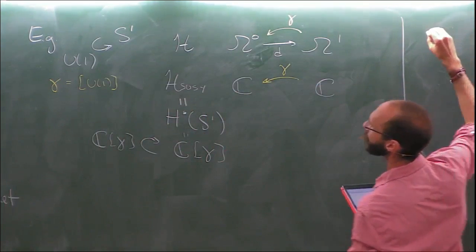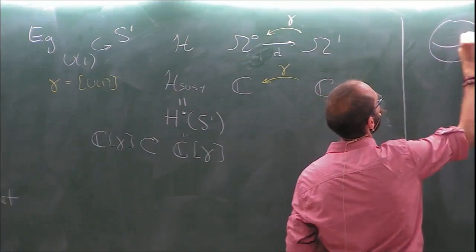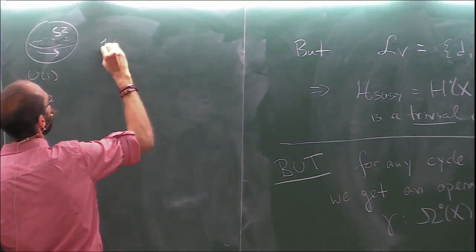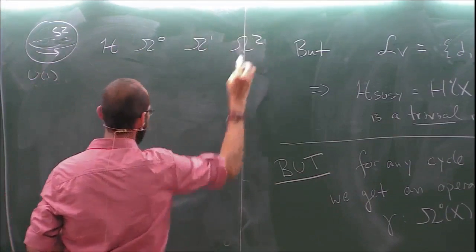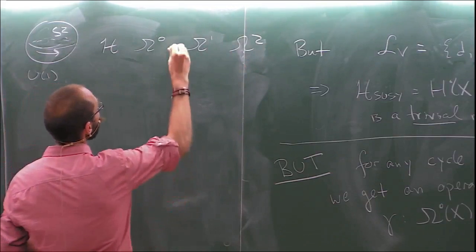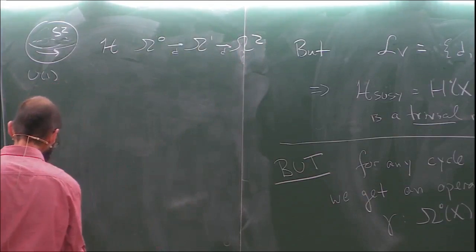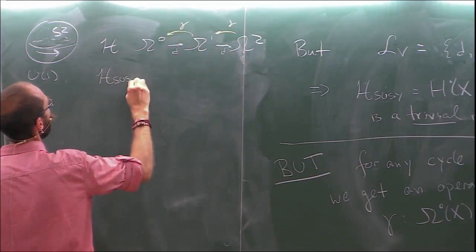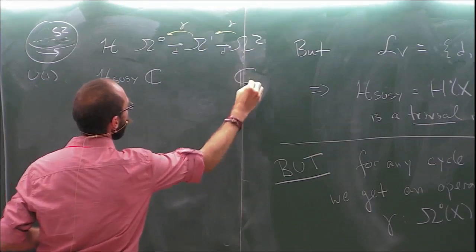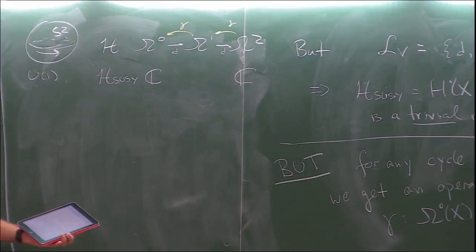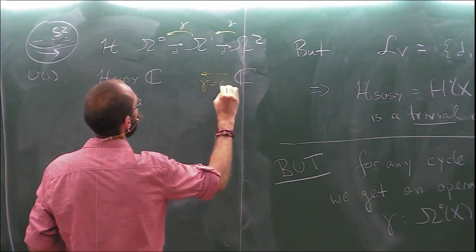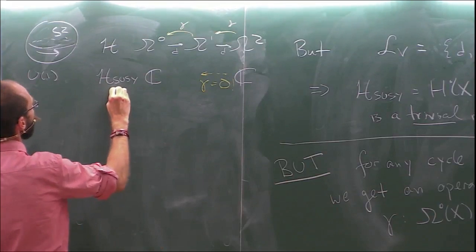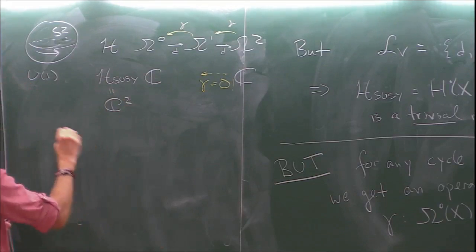If we do the same thing with S2, we find a strikingly different situation. So S2 with a U1 action. The full Hilbert space contains 0, 1, and 2 forms with an exterior derivative going that way and gamma going back. But the supersymmetric Hilbert space just has two copies of C with nothing in the middle, and gamma can't do anything. So here, the supersymmetric Hilbert space is C2 with a trivial action.